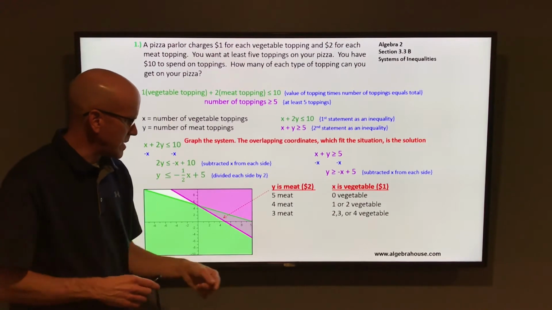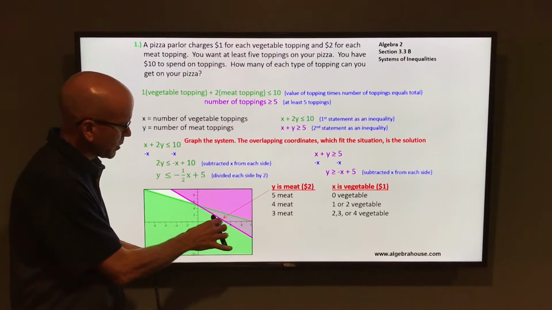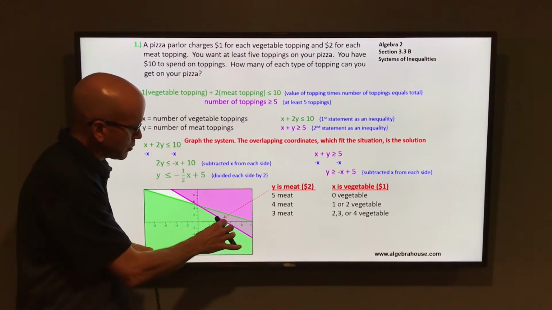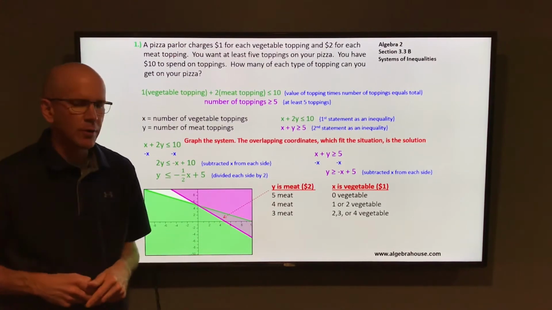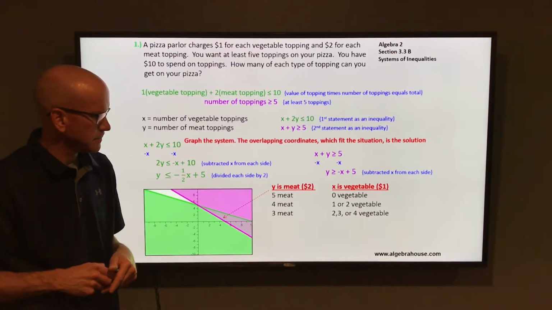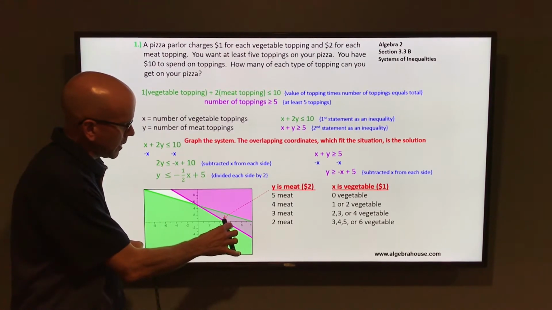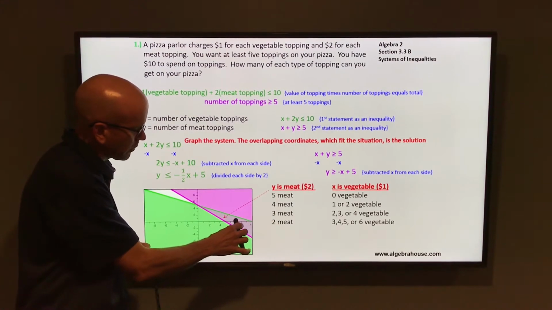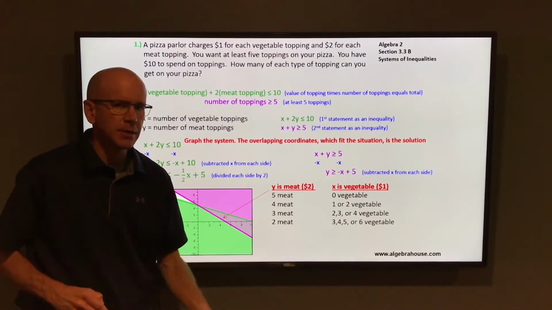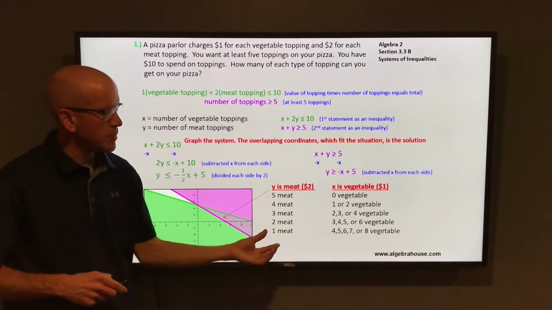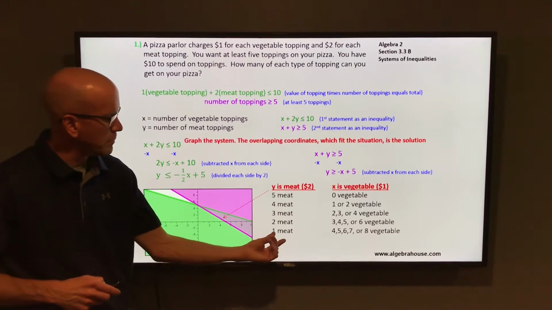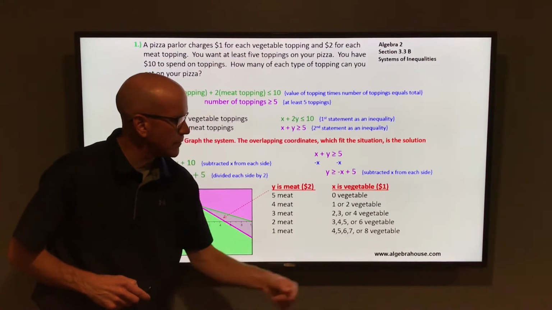Also, you could have 3 meat toppings where y is 3. If you go up 3 on the y-axis, x could be 2, 3, or 4. In other words, you could have 2, 3, or 4 vegetable toppings. For 2 meat toppings where y is 2, go up 2 on the y-axis, x would be 3, 4, 5, or 6. So those are all the combinations that you could have of meat and vegetable toppings. You could have 1 meat topping and 4, 5, 6, 7, or 8 vegetable toppings.